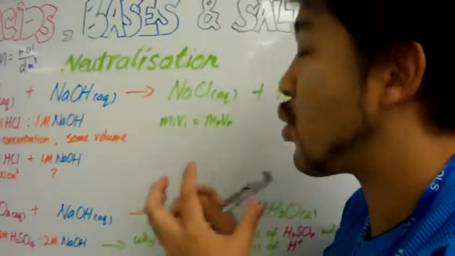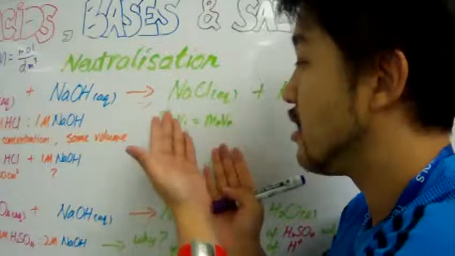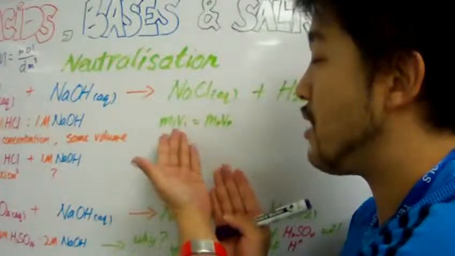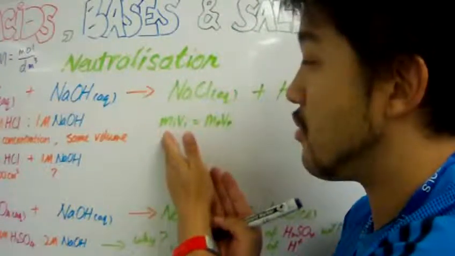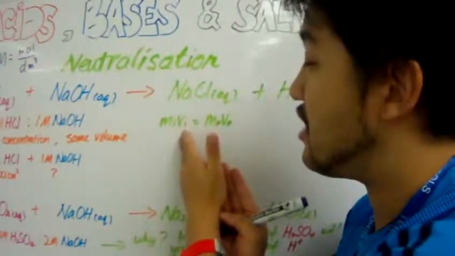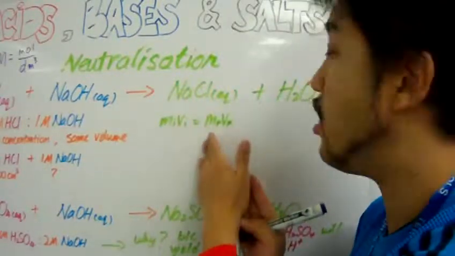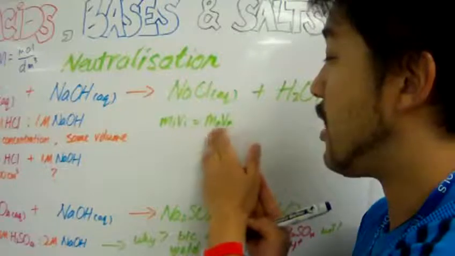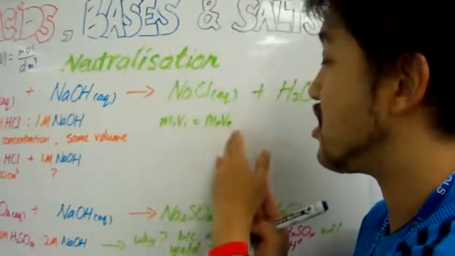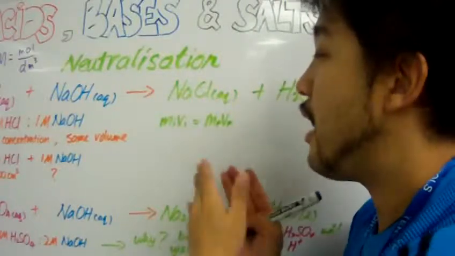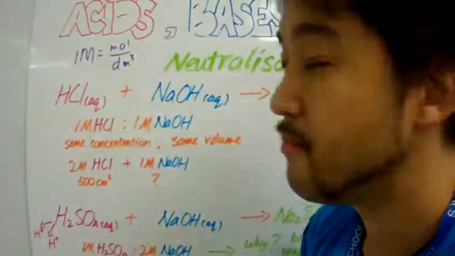And we can equate this relationship using a ratio equation known as M1V1, which is the initial molar concentration and the initial volume, equal to M2V2, the final molar concentration and the final volume. And we can use this equation to solve very simple stoichiometric problems.